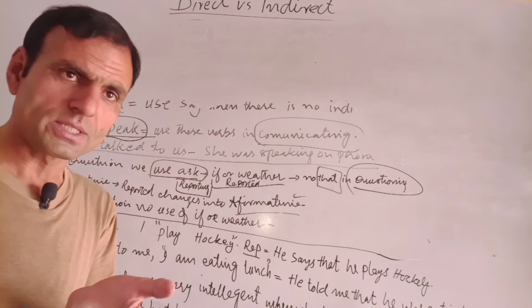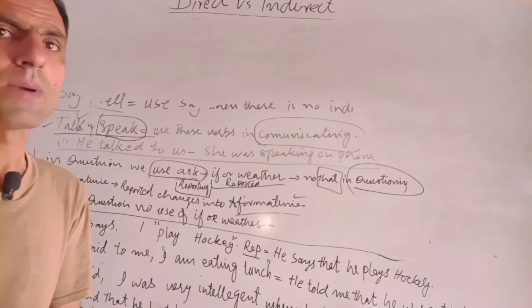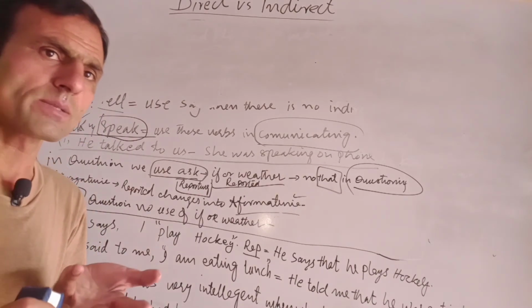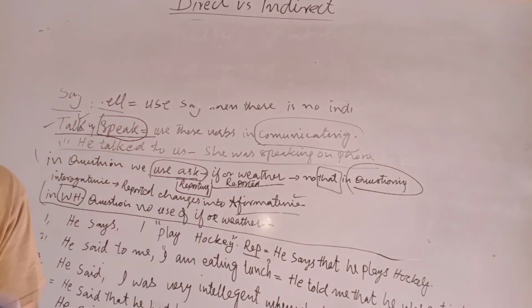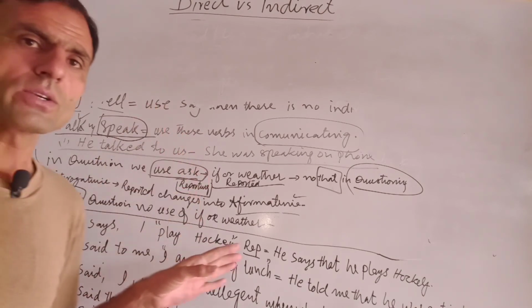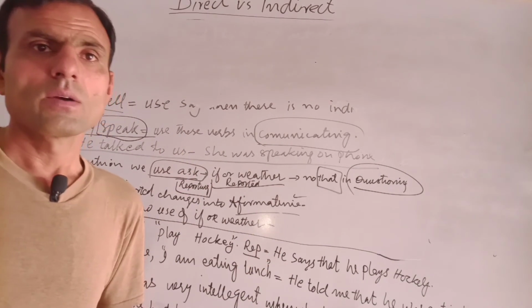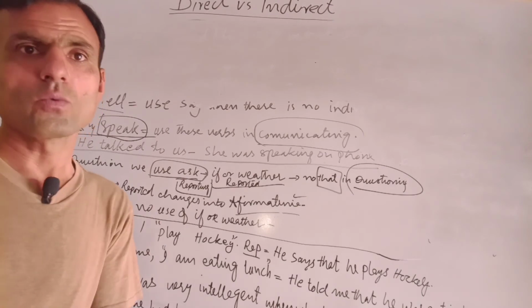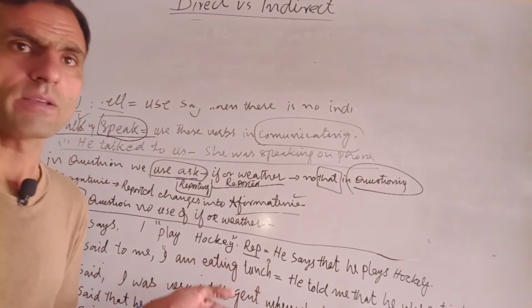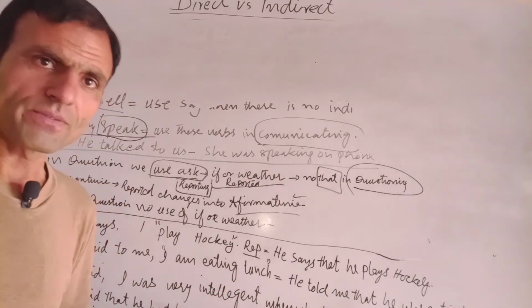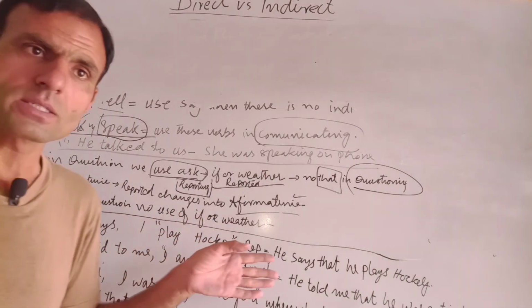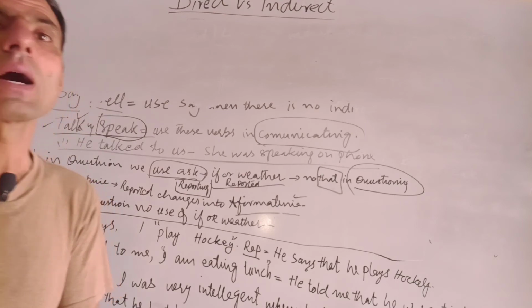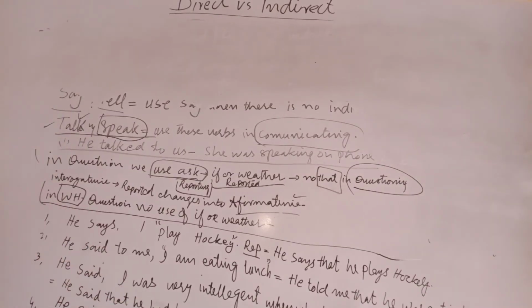If there is present indefinite, we go into past indefinite. If there is present continuous, we go into past continuous. If there is present perfect, we go into past perfect. If there is past simple, we go into past perfect. If there is past perfect, we stay in past perfect. If there is past continuous, we go into past perfect continuous. This is the basic formula.